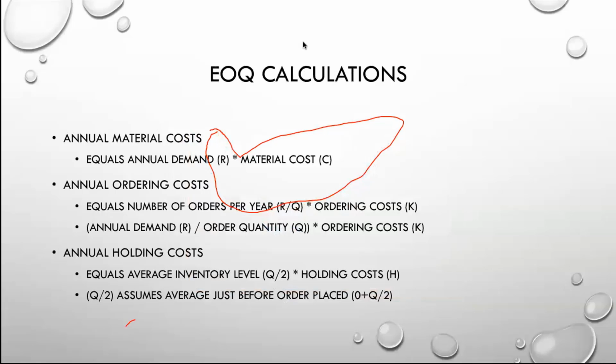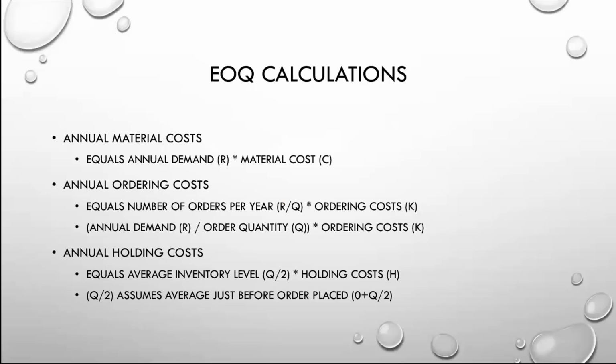Now let's go ahead and I'm going to clear this. So the calculations that we do for EOQ, there's three costs that we calculate. The annual material costs, which equals demand times material costs. So if each item costs $1 to make and you have 1,000 in your demand, your annual material cost in that scenario would be $1,000.